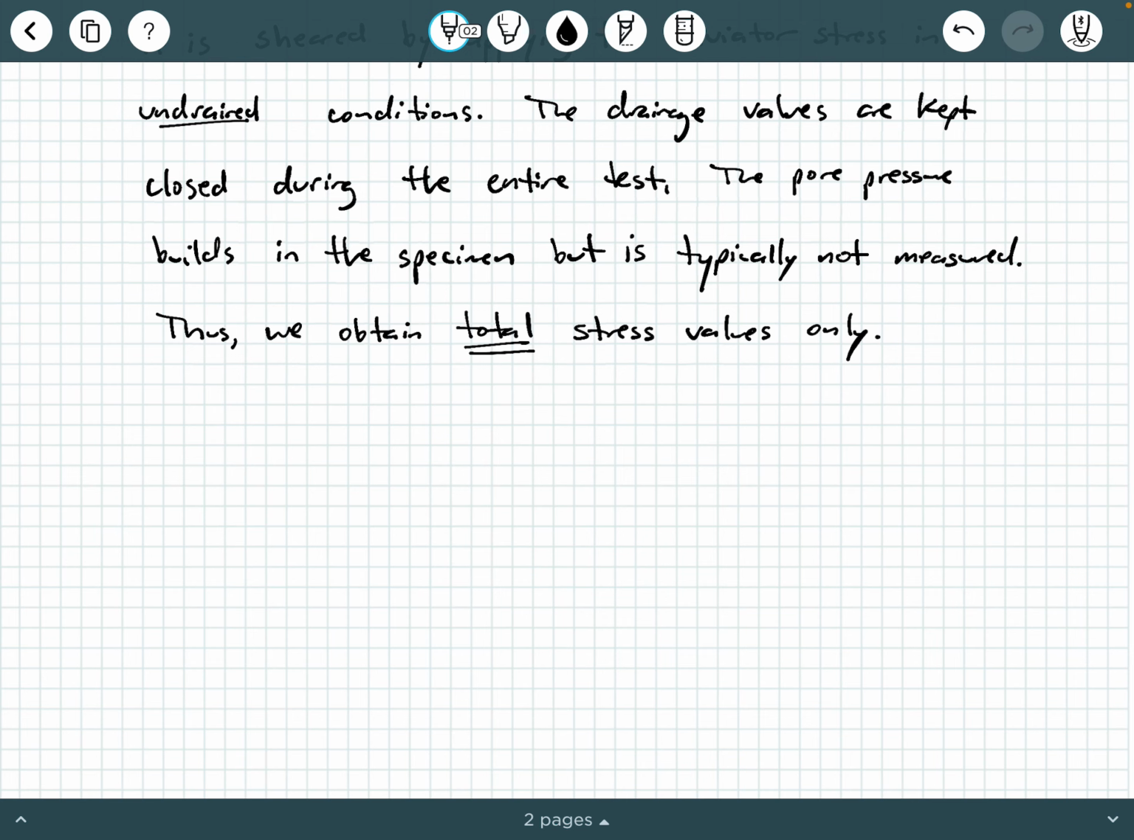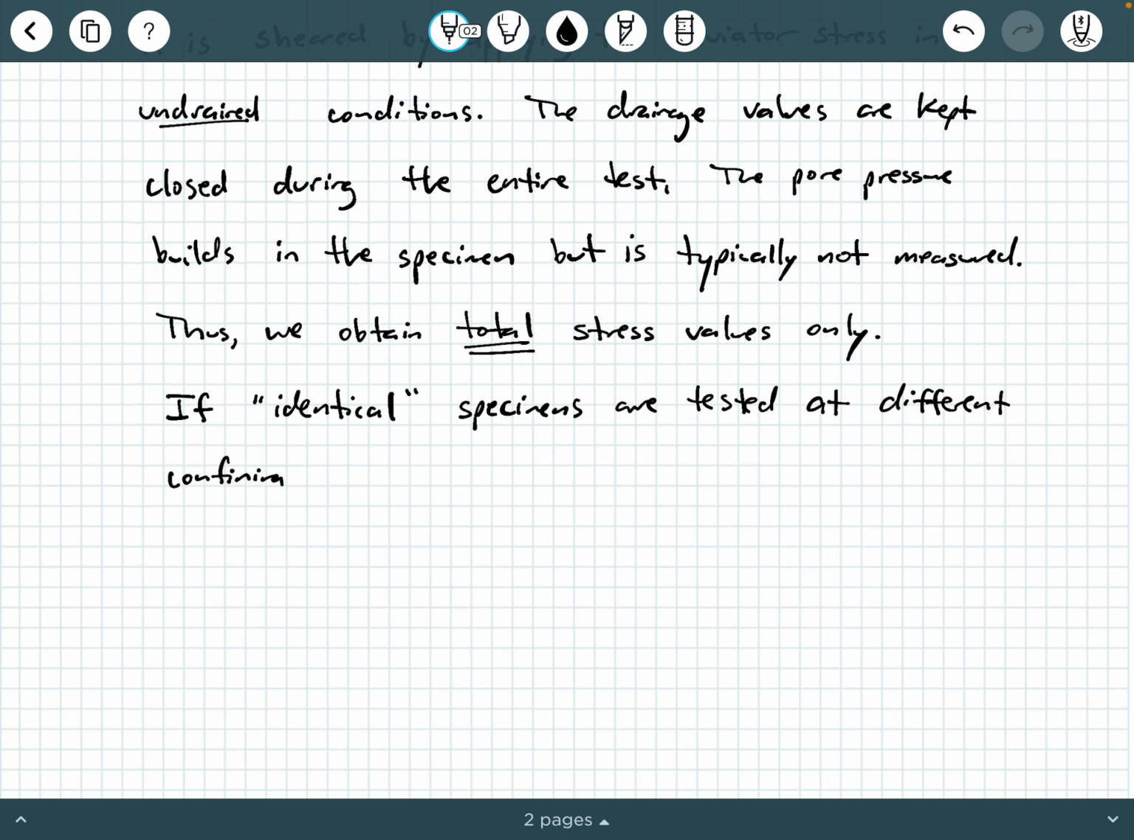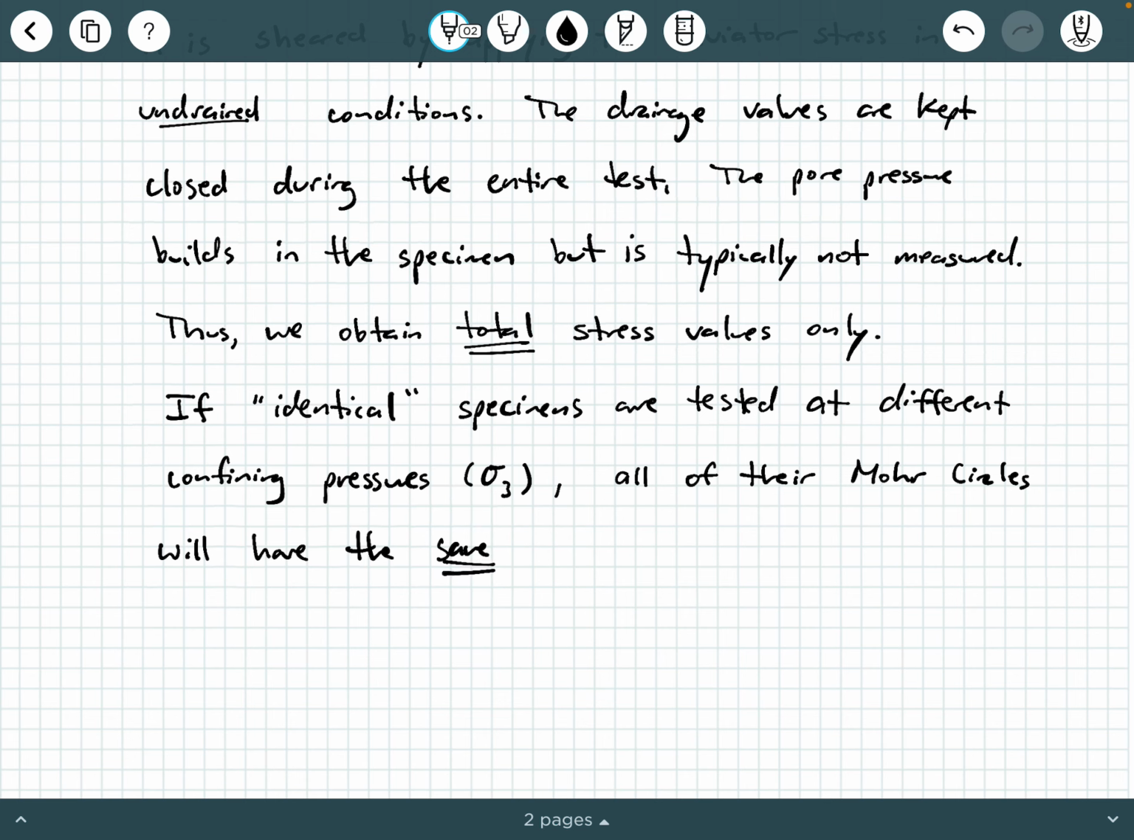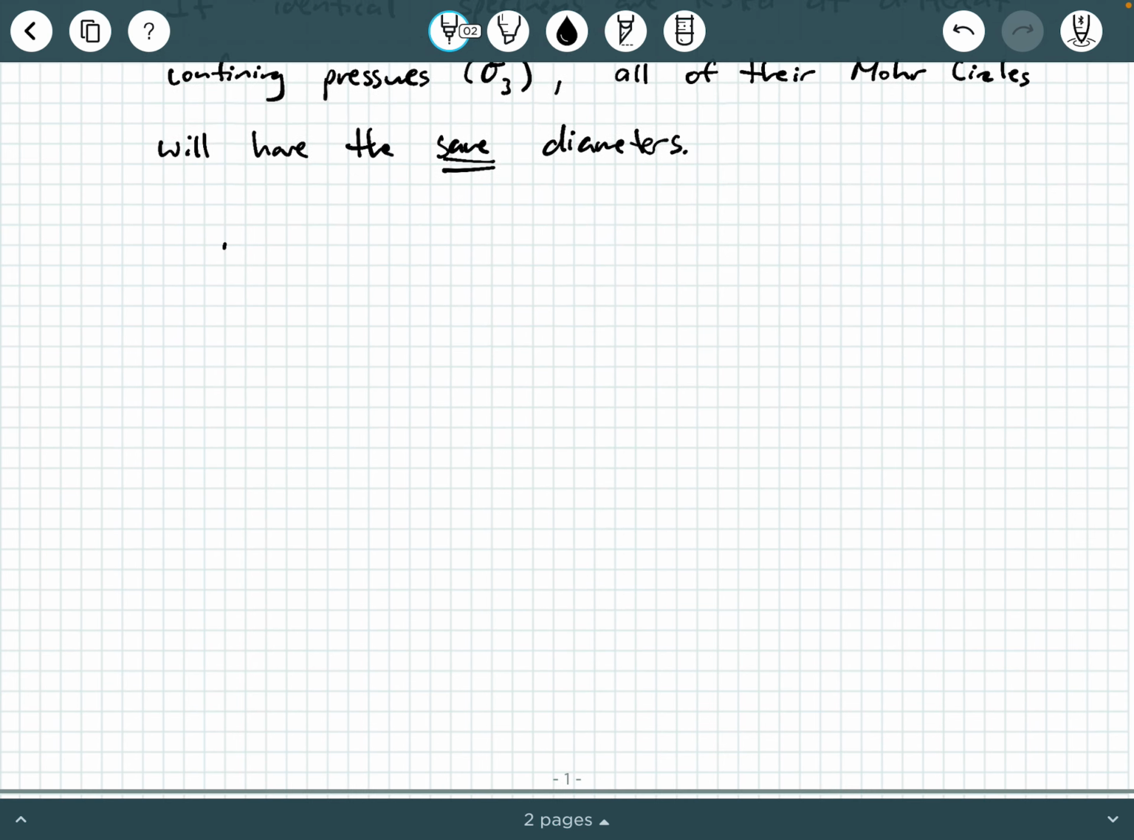Now, it turns out that if, quote, identical specimens are tested at different confining pressures, which are sigma 3 values, all of their Mohr circles will have the same diameters, okay?